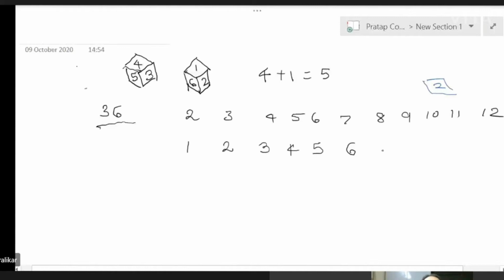8 appears 5 times. Why? Because for 8, no die can give you 1, but 2 is possible. So, 2 plus 6, 3 plus 5, 4 plus 4, 5 plus 3, and 6 plus 2. Altogether, 5 possibilities. For the sum 9, the possibilities are 4. For sum 10, 3. 11 comes only twice, 5 plus 6 and 6 plus 5, and 12 comes only once.